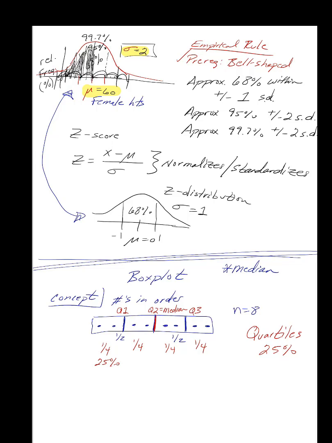And here's the labels again. Q1 is that lower median. Q2 is the exact center median. Q3 is the upper median. And by lower and upper median, I'm saying you took the half and you halved it again on the lower side and on the upper side. And 25% in each of those regions. 25% of the data.